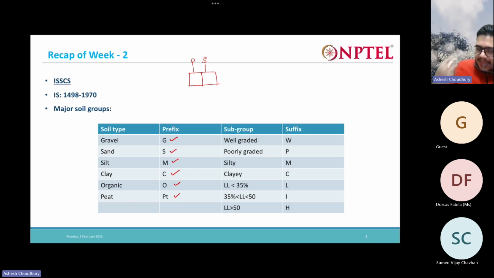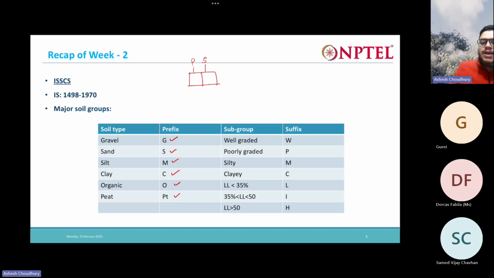Then, to classify the soil in a more distinguishing manner, we are going to have one suffix too. Those suffixes are nothing but subgroups. These subgroups are well graded and poorly graded. So whether the soil is well graded or poorly graded, we already discussed in the previous session, right? What are well graded soils, what are poorly graded soils.